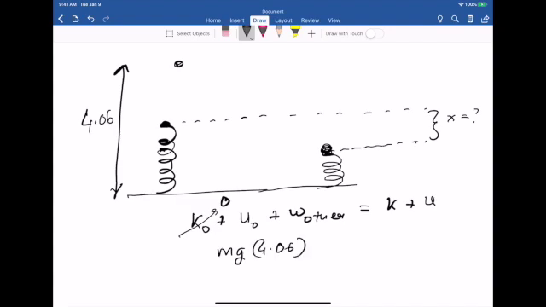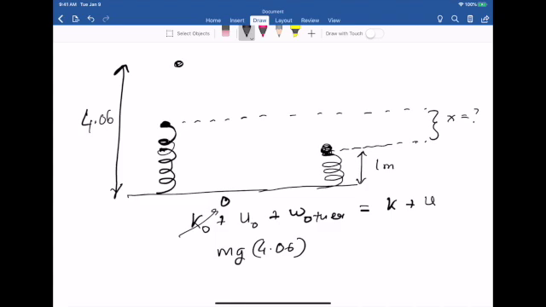Okay, there's one more thing that's given in the problem, which is that the ball comes to a stop 1 meter above the ground. That's also given in the problem. All right, okay, so back to our equation here.